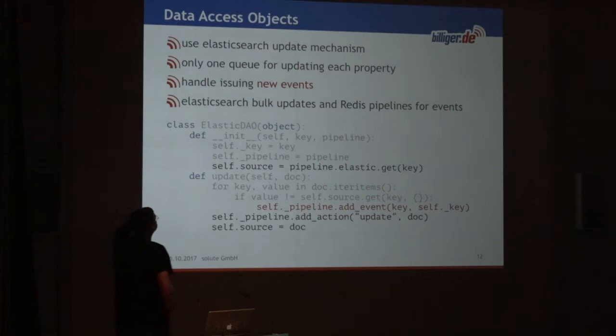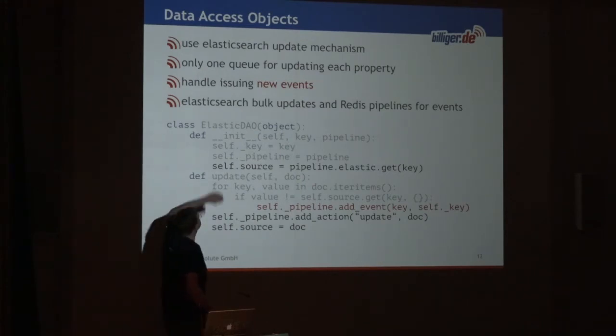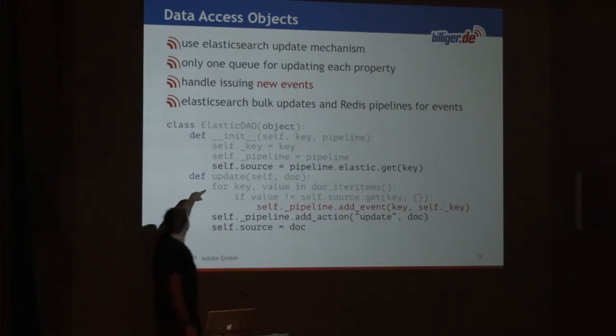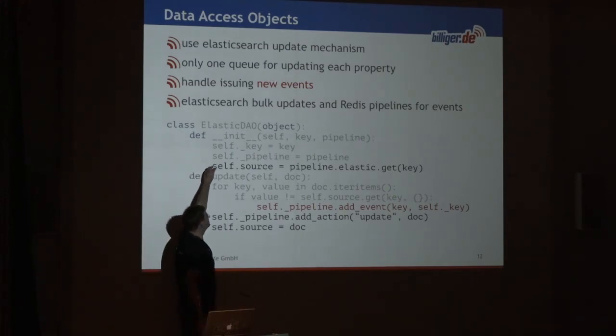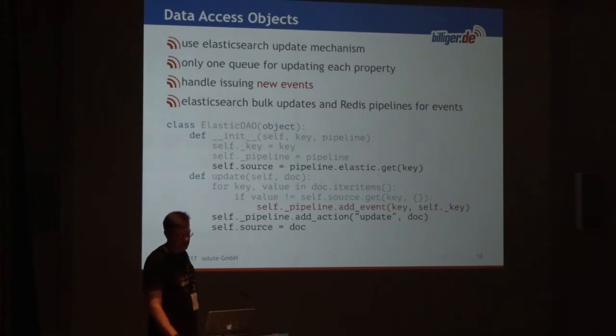How do data access objects look like here? Well, it's exactly the same as before. That's why most of the text is the same. The difference is that Elasticsearch really doesn't like small updates, so what we do is basically Elasticsearch now acts like it would be a JSON document, and you can update this document so that you have changed several keys at once. That's the only difference that we have to before.